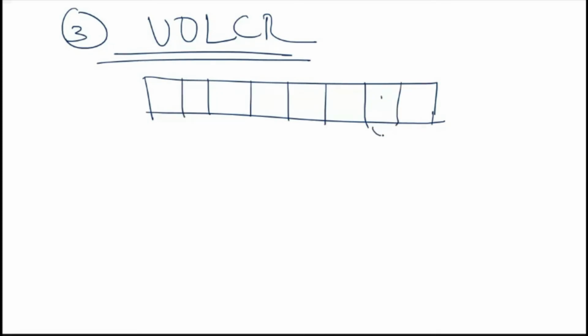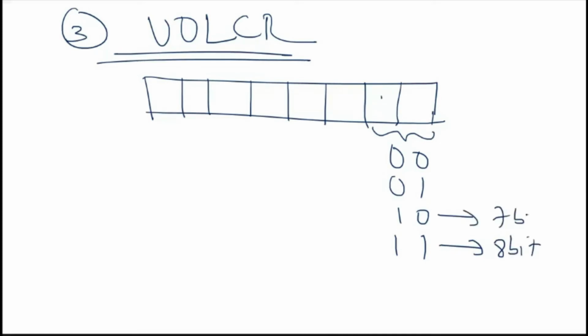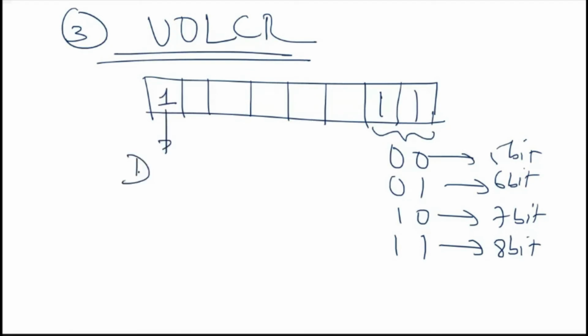The first 2 bits define the payload size: 00, 01, 10, and 11. One is for 8-bit UART, this is for 7-bit UART, this is for 6-bit UART, and this is for 5-bit UART. So we put 1 here. The last bit is very important. This is called the DLAB bit.